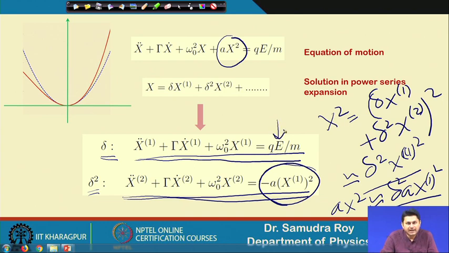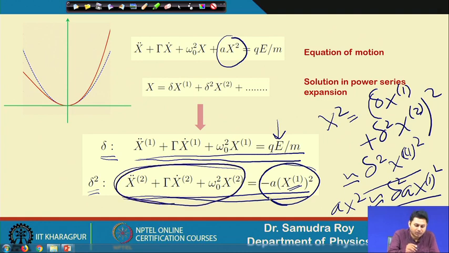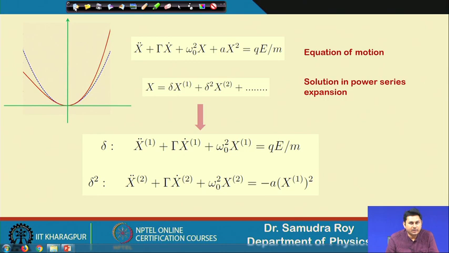But because of this anharmonicity, what happened? We have an additional source which depends on the value of X1 and governs the rest of X2. So X2 will be governed by X1. This is very important: we have a source term in terms of X1 square, and that is the governing term, or source term, to find X2, and that comes when we take all the terms related to delta square.